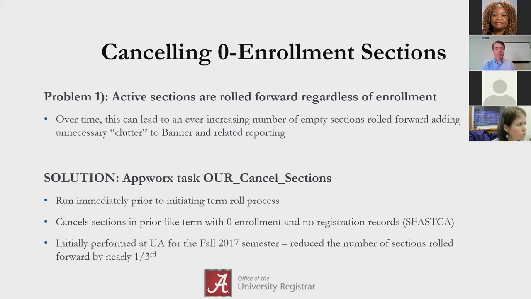So we built an AppWorks job that, right before we roll the prior term, goes in and looks for sections that had no enrollment and also had no entries on the registration table. In order for a section to be canceled, no student could have tried to sign up for it, so it has to meet those two criteria. We first ran this job back in fall of 2017, and it reduced the number of sections we copied forward by about a third, which is a lot for us.